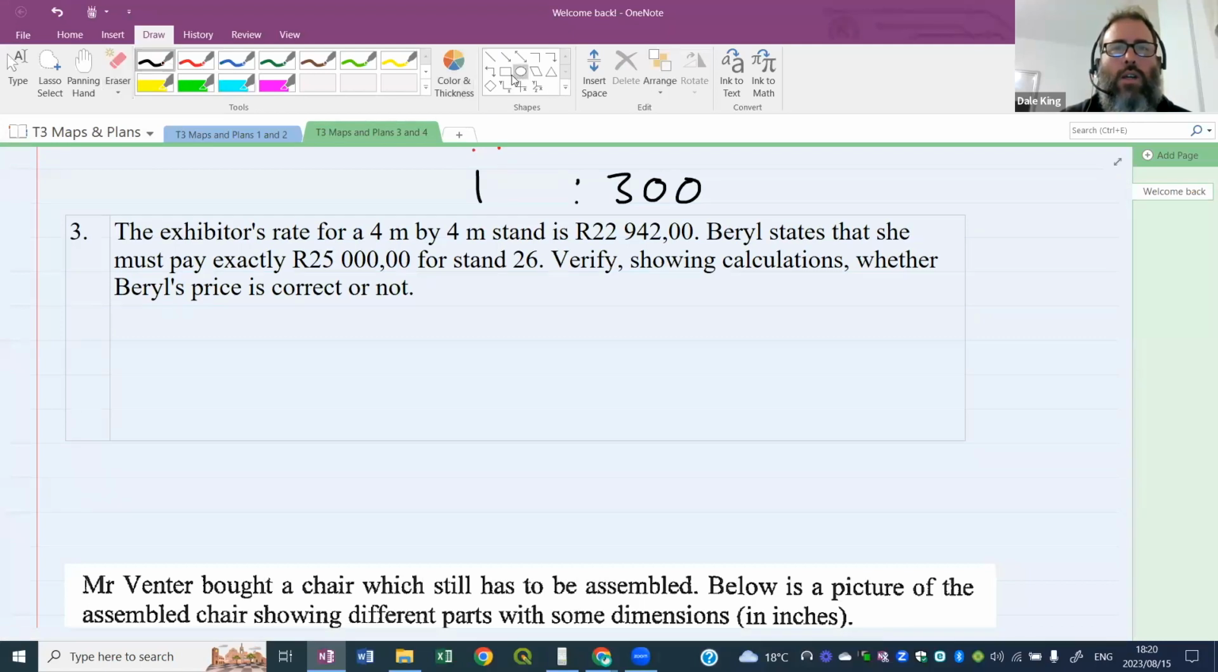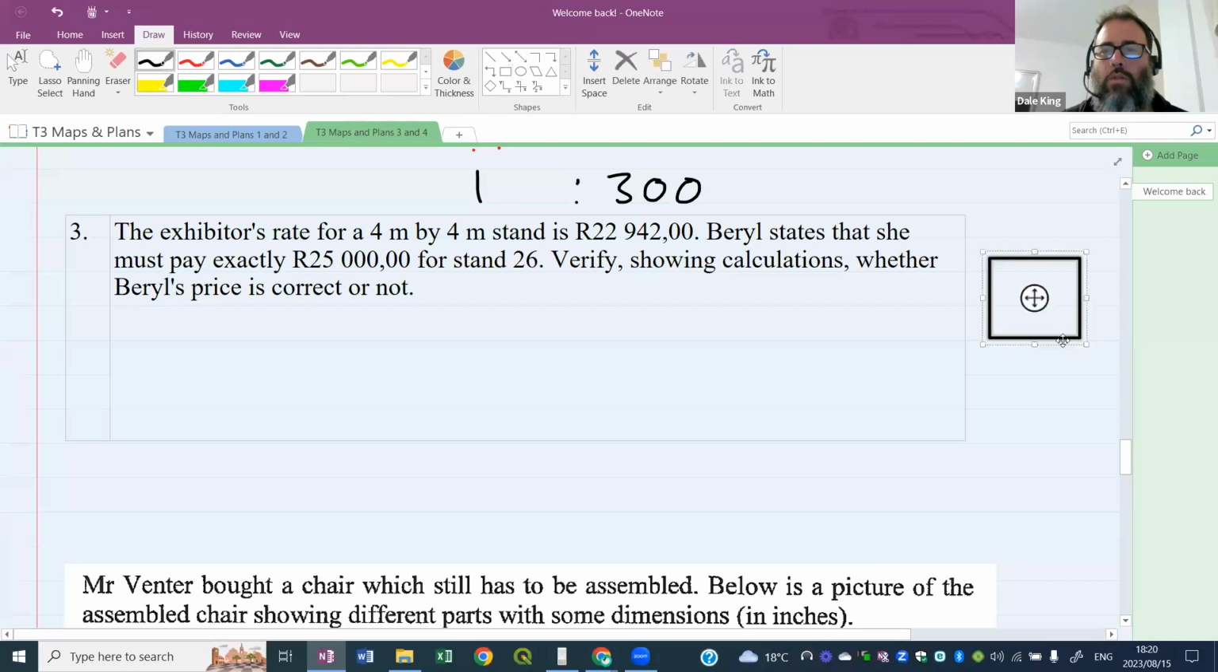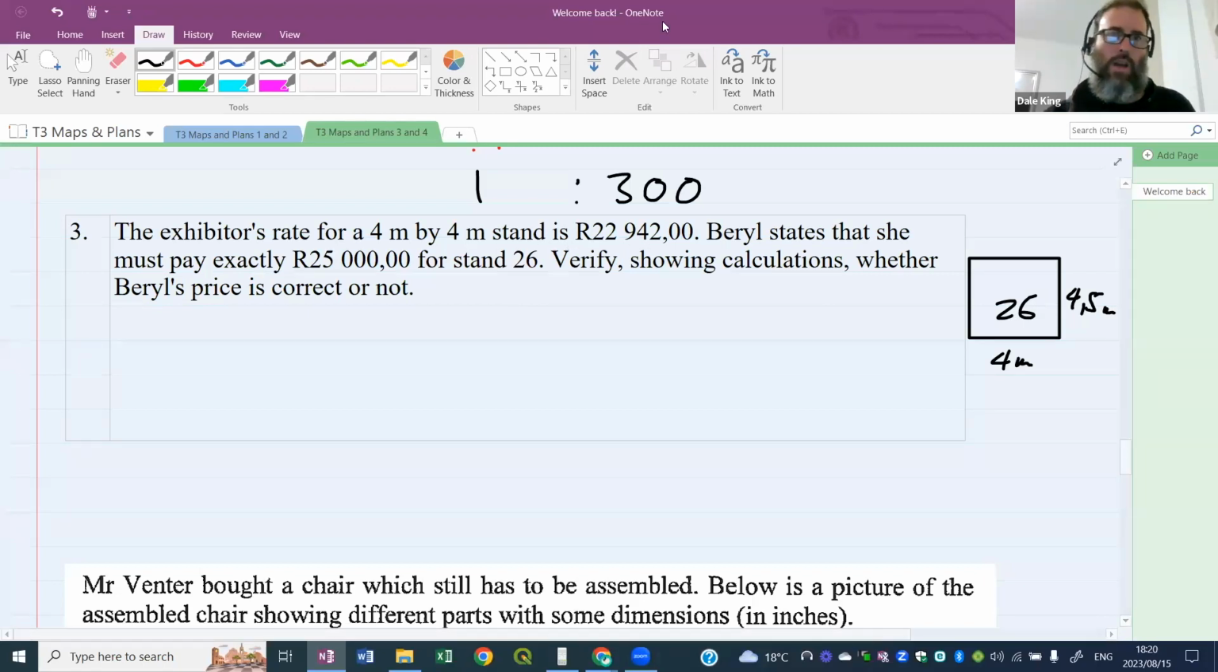Well, let me just draw a little diagram to help you and bring stand 26 down to you. Okay, so here is stand 26. It is 4 meters by 4,5. There is stand 26. Okay, that one costs 25,000 Rand. A 4 by 4 meter costs 22,942. How do I check if this is right? Anybody out there? Matrix, come on now. What can we do to check this?